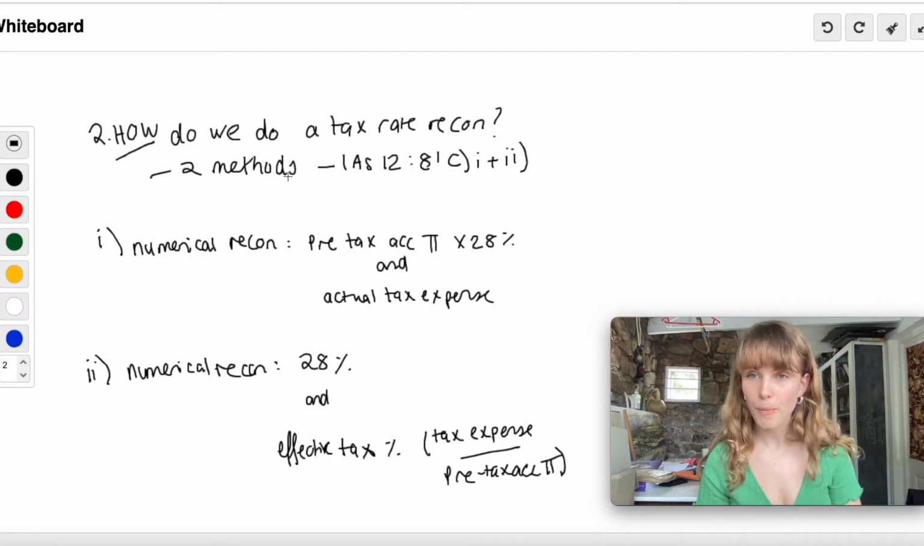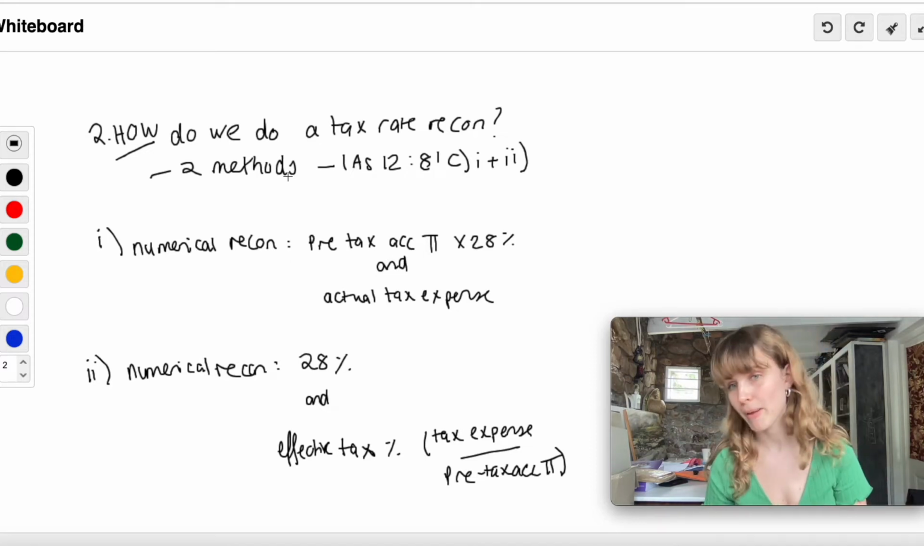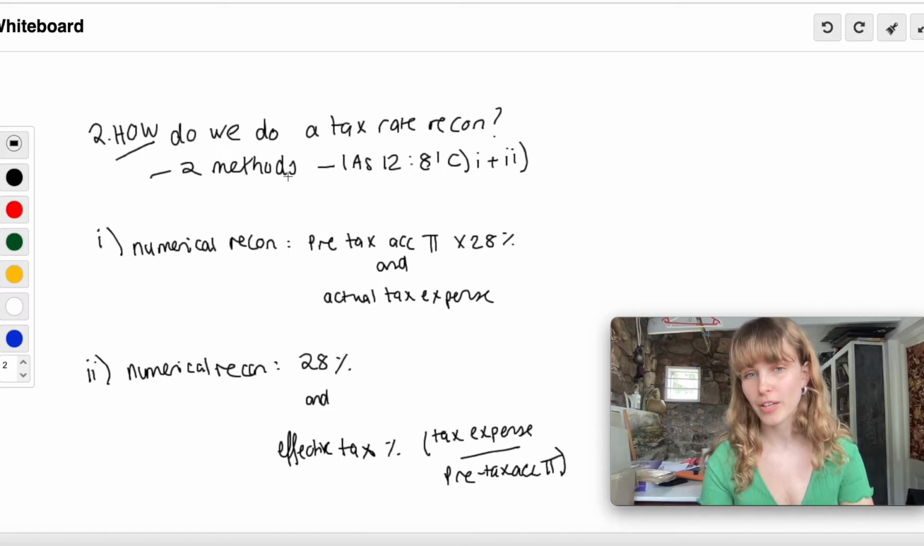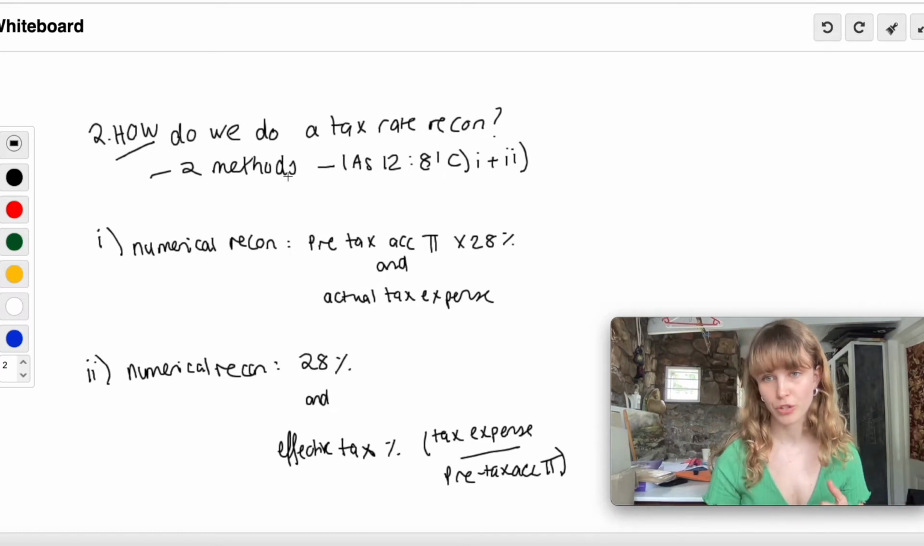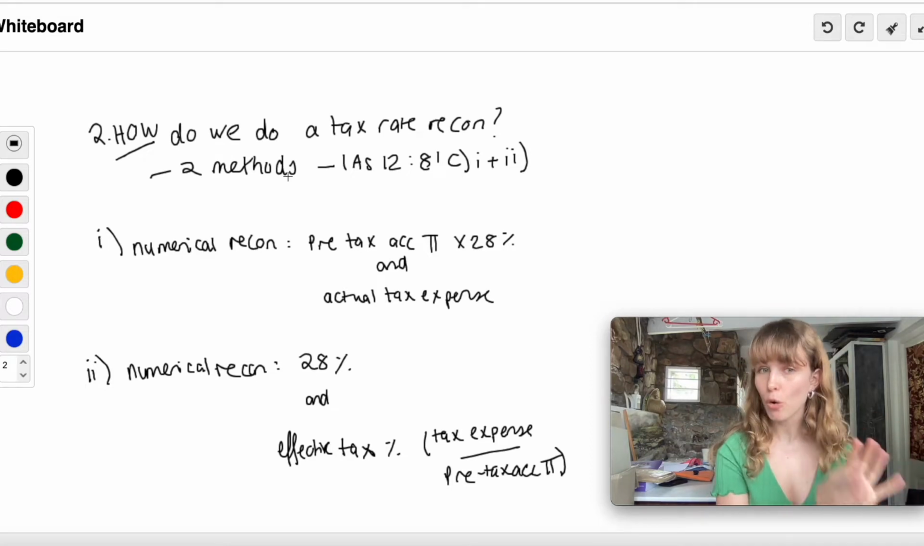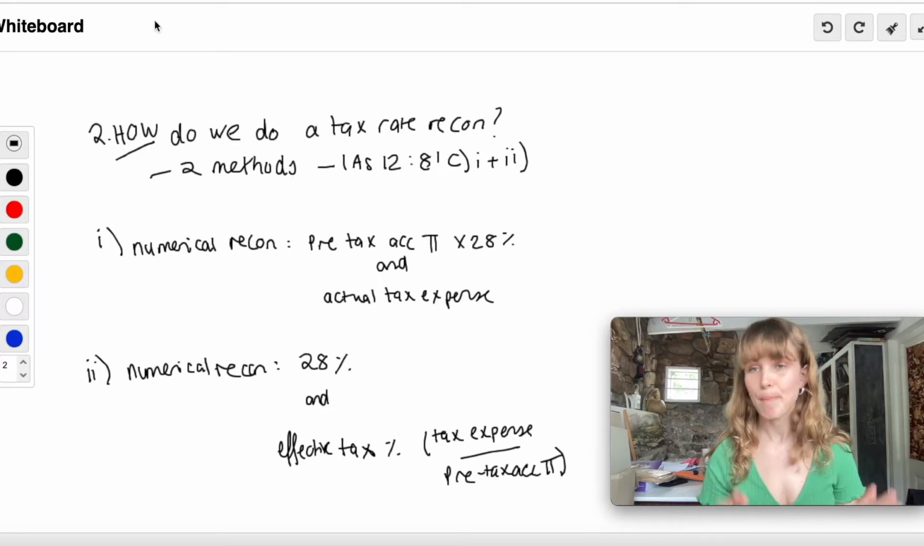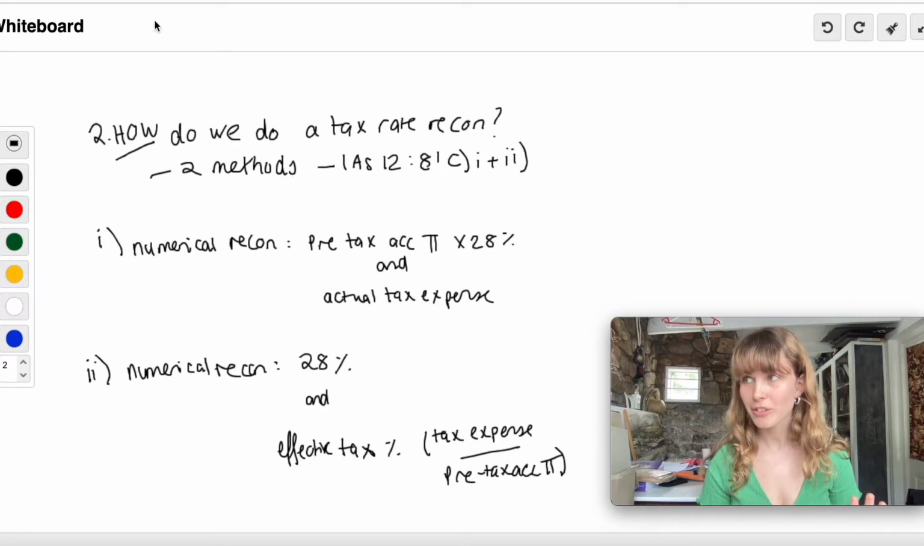So for example, if our pre-tax profit was 5,000 and our tax expense was 900, then we'd know that our effective tax percentage would be the 900 divided by 5,000, which is 18%. And the whole point of the tax rate recon would be reconciling the 28% corporate tax rate that we anticipate to the 18% that we actually incurred. But I'm not going to do that method because I don't want to. So we're going to go through method one, which is comparing two rand figures.